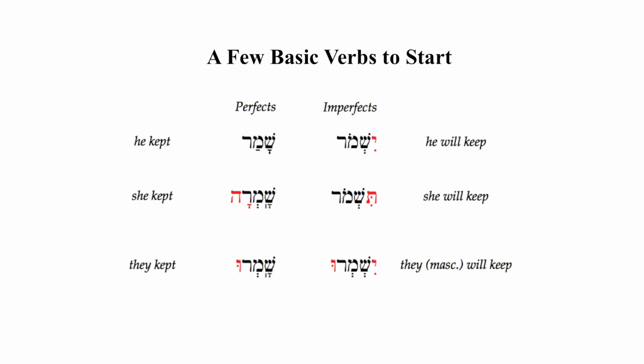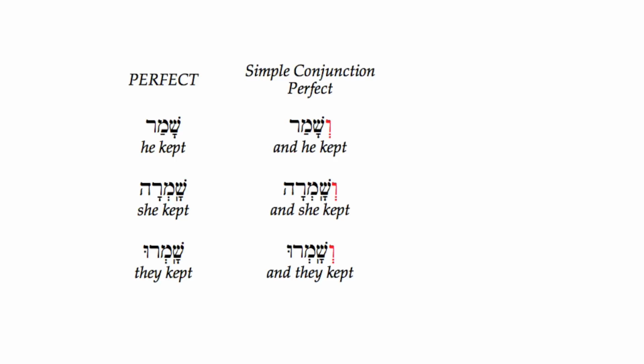Those are the forms that we're going to use in our translations and will stand us in very good stead for quite some time until we can get to a more formal introduction to the verb. Now, when you take each of those sets of verbs, you can either have them stand by themselves or you can connect them to the conjunction and. And as you can see from this diagram, you can have what we call a simple conjunction, meaning I'm just simply adding and onto the meaning of the word. So shamar, he kept, veshamar, and he kept.